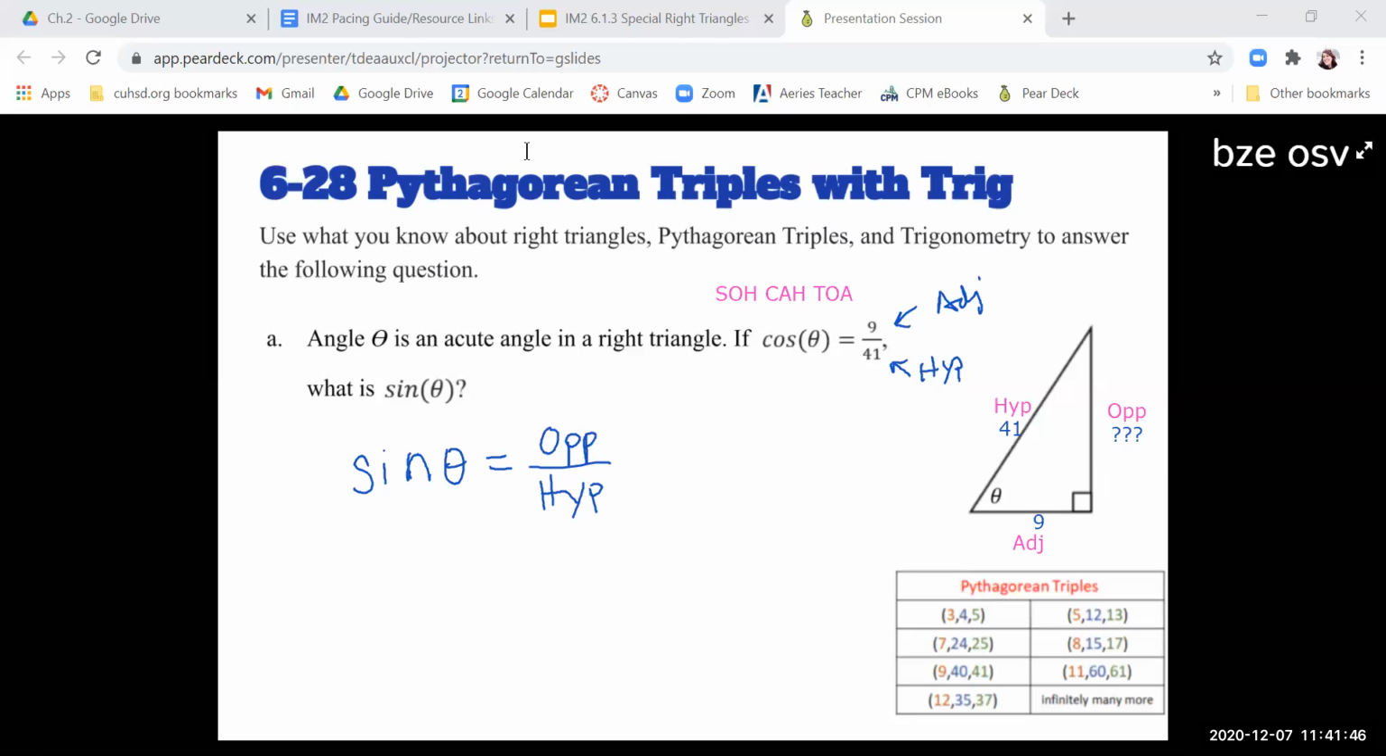And look, this is a Pythagorean triple. So let me go down to my triples. 9, something, 41. Oh, look at that. There's the one we're looking at, 9, 40, 41. So that tells me that the third side that we didn't know is 40. And now I can complete my equation. So now I can write that the sine of our angle, theta, is 40 over 41.